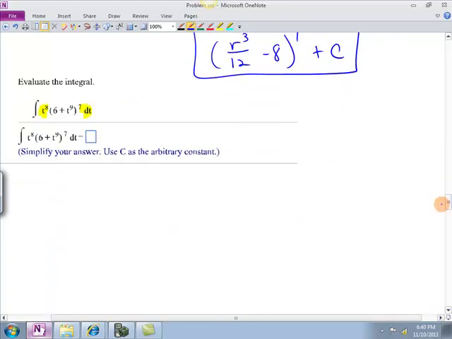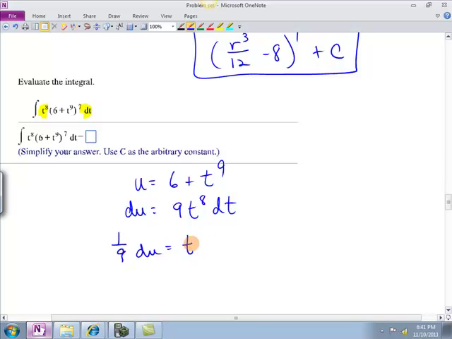Okay, that's all right. We got the integral of t to the 8th times (6 plus t to the 9th) all to the 7th dt. So what are we going to let u be? All right, and then du would be 9t to the 8th dt. Do we have a t to the 8th dt? Yes, we don't have the 9. So 1/9 du equals t to the 8th dt. And so now I'm good.